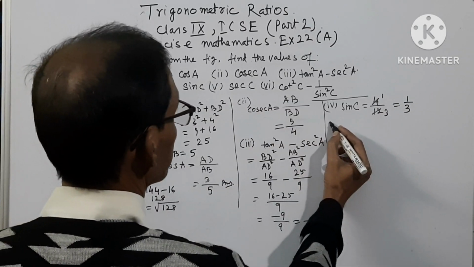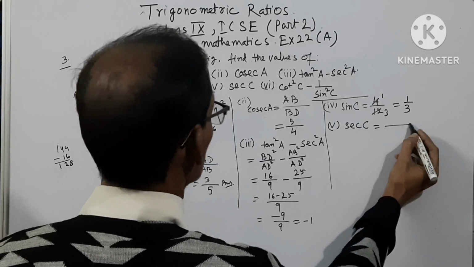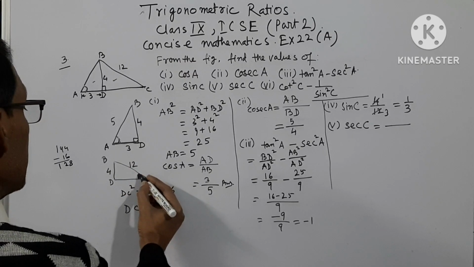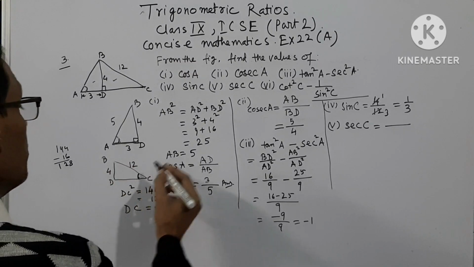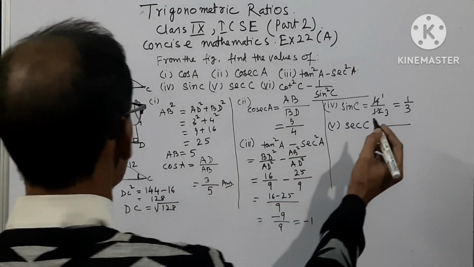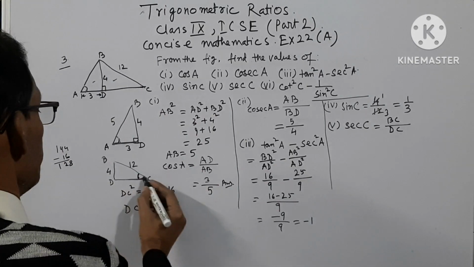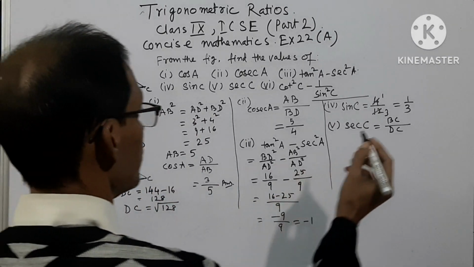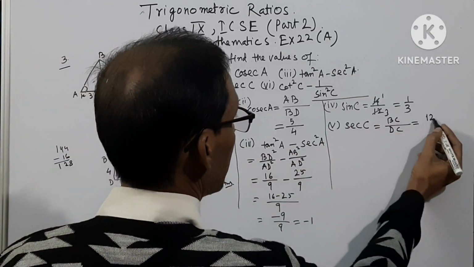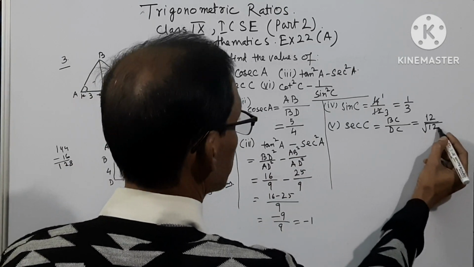So in simplest form, 1 by 3. Number 5. Sec C equals, again the angle is C. So BC by base DC. BC by DC, because DC is the base and BC is the hypotenuse. So BC, you know, is 12, and DC is root 128.